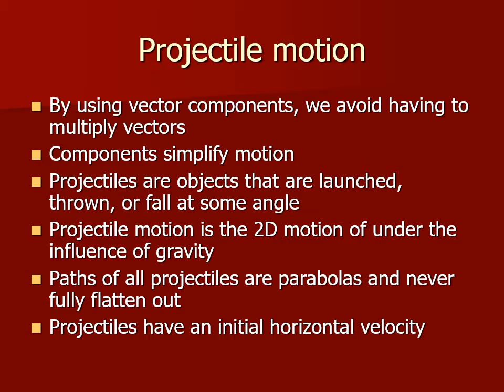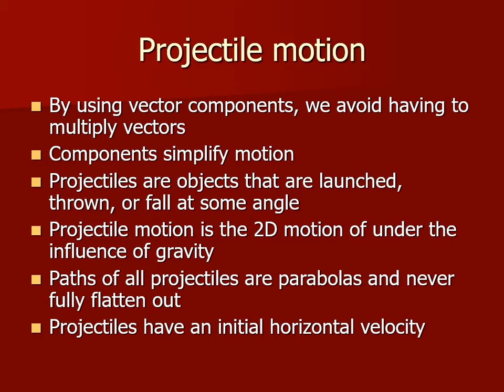The paths of all projectiles are parabolas, or some portion of a parabola, and these parabolas never fully flatten out. If a cliff were tall enough, even though it looks like the rock might be falling straight down, if it were kicked initially at the top of the cliff, it would never fully flatten out and have a completely 100% vertical motion, in the absence of things like air resistance that would alter a true parabolic path.